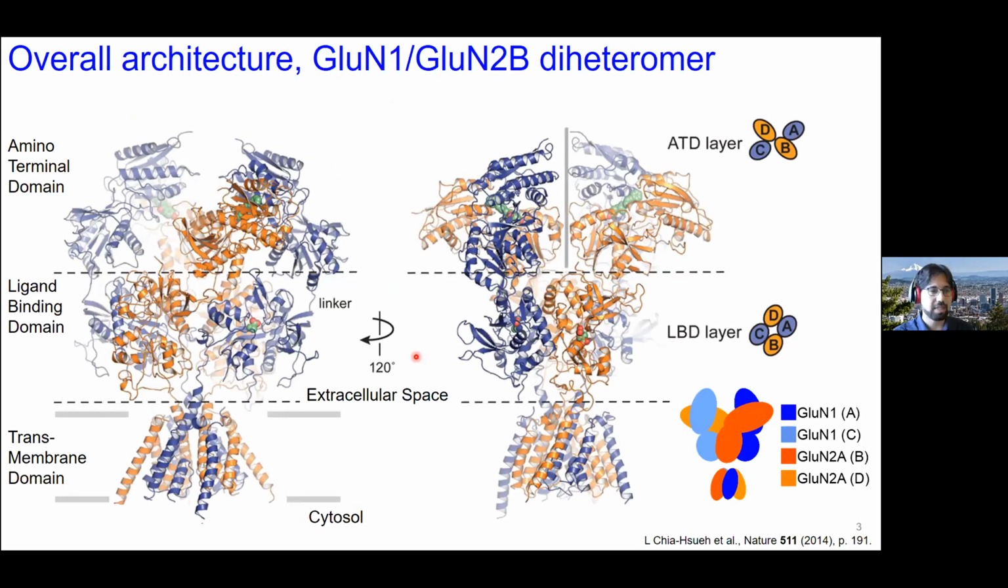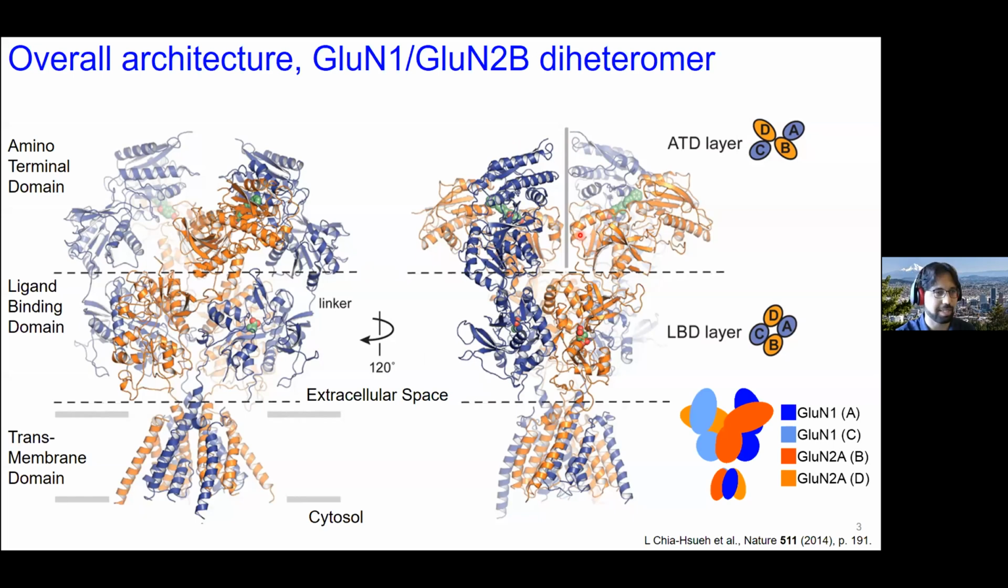Okay, so this is what NMDA receptors look like. These are tetrameric receptors. They're found in the central nervous system. And alongside AMPA receptors, they're responsible for most of the excitatory neurotransmission in the central nervous system. NMDA receptors are obligate heteromers, meaning they're often composed of 2 GLUN1 subunits and 2 GLUN2 subunits. Here, GLUN1 subunits are shown in blue and GLUN2 subunits are shown in orange.